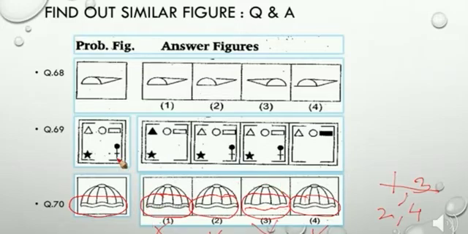So let's check from this angle. Let's straight away go to option 2. Yes, this is matching. In option 4, this is not matching because here it is colored. It is not colored in the problem figure. So option 4 is ruled out, and option 2 is the correct answer.